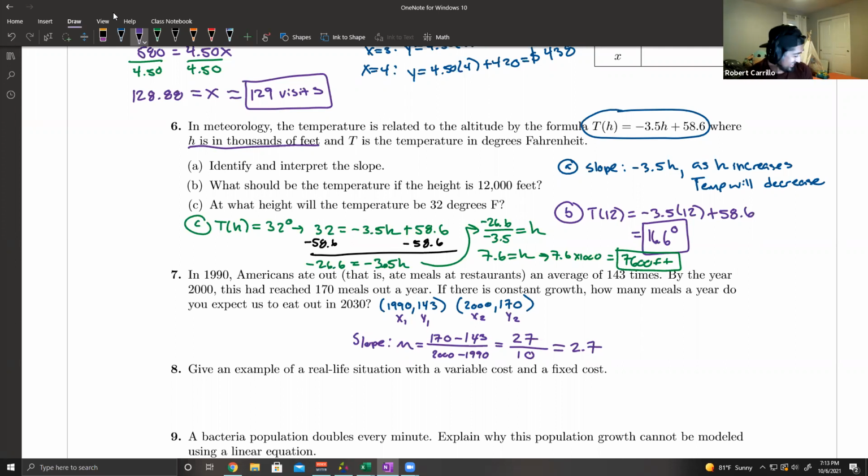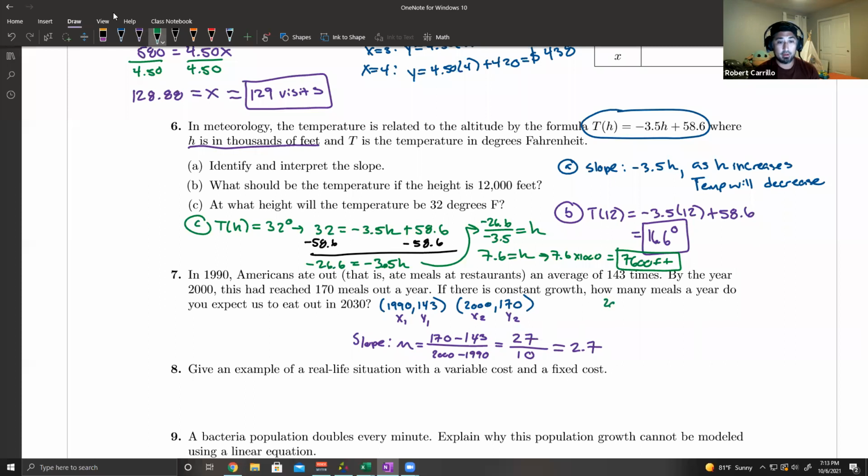Nothing. Okay. Well, if our data started off in 1990, how many years is 2030 from 1990? 40 years. Good. And if the constant growth is 2.7 meals per year, then what should we do with that? Multiply it. Good.